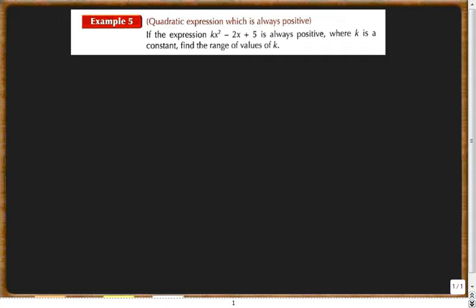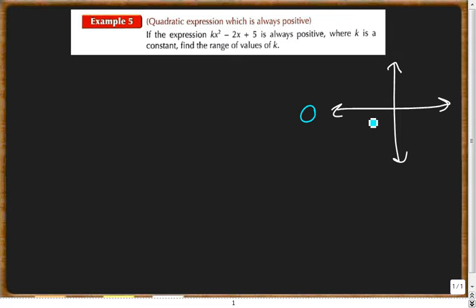Example 5 states, if the expression kx squared minus 2x plus 5 is always positive, where k is a constant, find the range of values of k. Well, it says here that this equation is always positive. So if we think about what that graph is going to look like, that means that our graph never touches the x-axis, because the x-axis represents y equals 0. 0 is not a positive number, so we can't have that occur.